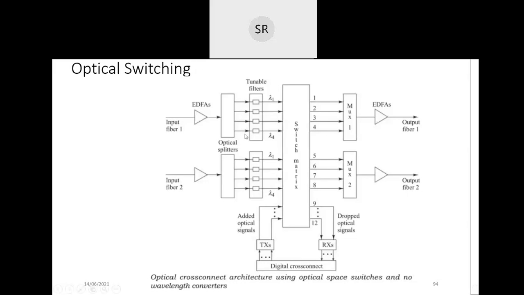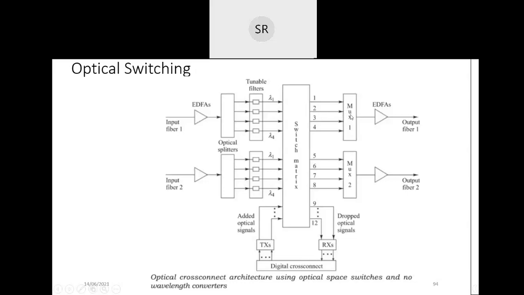In this case, we can say that input fiber 1 and fiber 2 are about the optical splitting. Splitter means separating the different channels there. So that's why we require tunable filters for separating the channels. Splitter means splitting the signal with respect to the wavelength. So it will use a tunable filter to separate out that particular wavelength. And these are about the switching matrix.